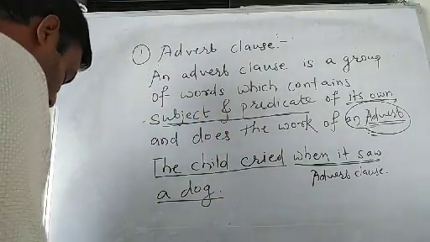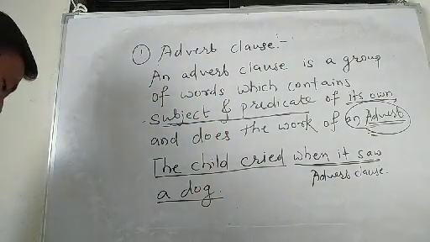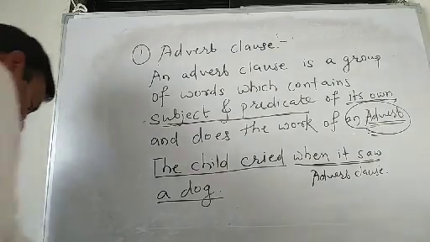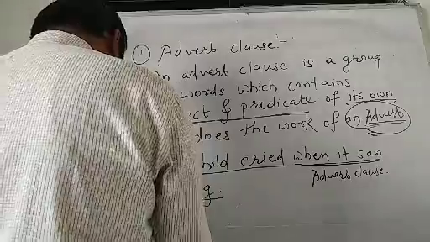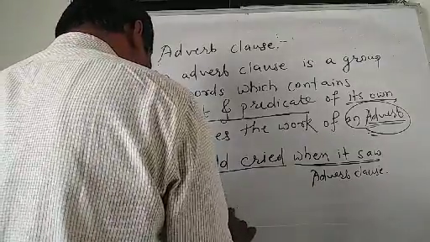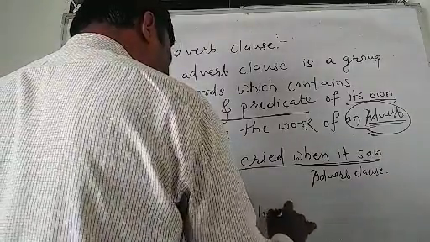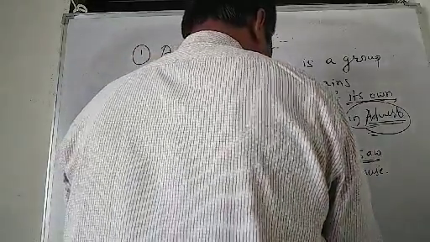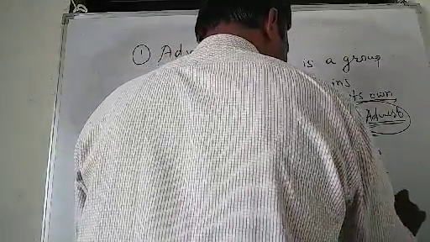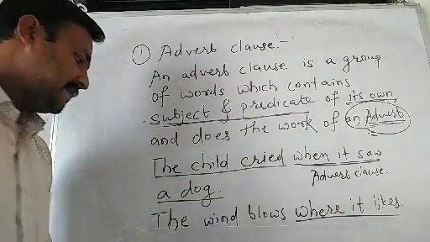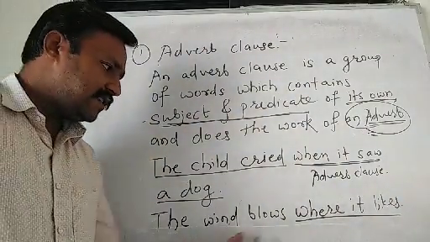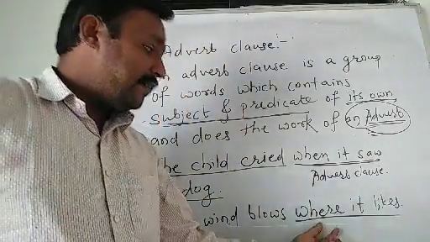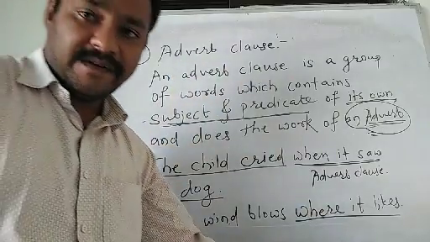One more example I'll give you of an adverb clause. Look at the example. "The wind blows where it likes." In the sentence, "the wind blows" is the main clause, and "where it likes" is the subordinate clause, and that clause is an adverb clause.